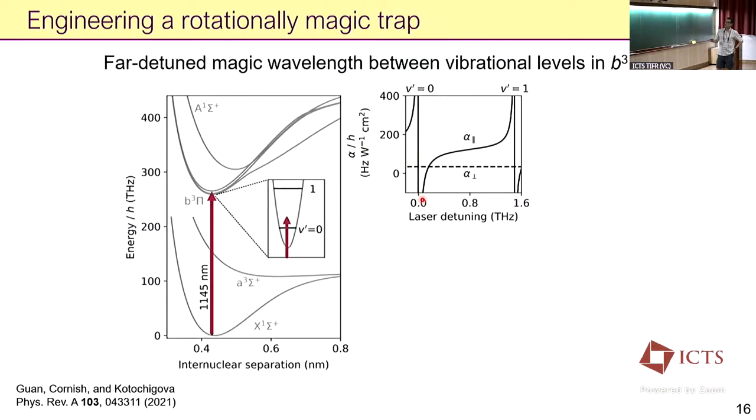So here we're scanning the laser detuning between these two vibrational levels. In the vicinity of the vibrational transition, the transition to this vibrational level, you get a pole, of course, but the pole is only in alpha parallel. It doesn't affect alpha perp.